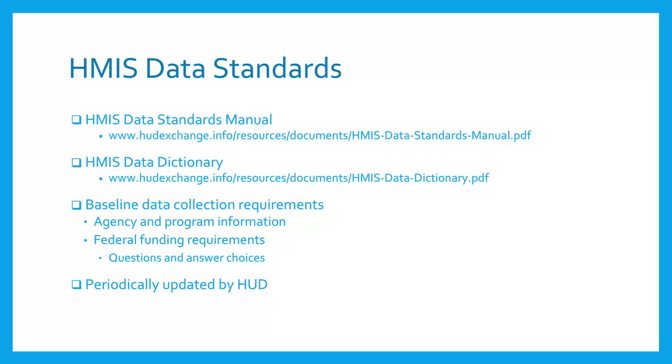The HMIS Data Standards Manual provides guidance on the data elements, programs and setup information, and local system administration of projects. The HMIS Data Dictionary defines the data elements and requirements for HMIS compliance. Periodically, HUD and the federal partners update the manual to reflect critical data standard changes and clarifications. Most recently, the standards were updated in October 2015.